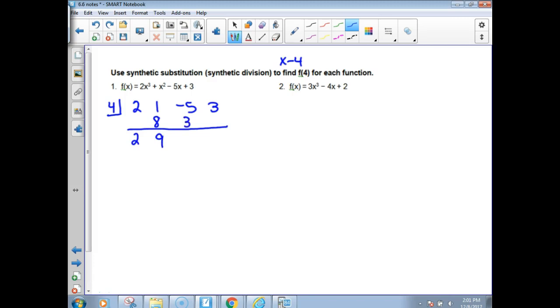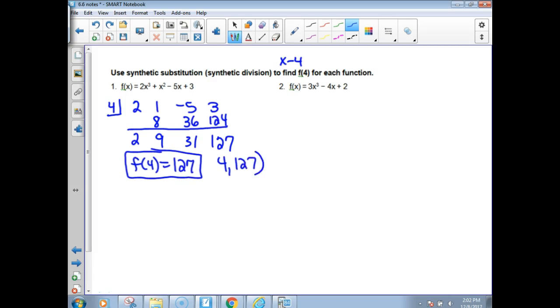4 times 9, 36. Add vertically, you get 31. 4 times 31 is 124. And we add vertically, and you get 127. That means the f of 4 is equal to 127, which again is a point, 4, 127, on the graph. Dividing by 4, yes, Scott?